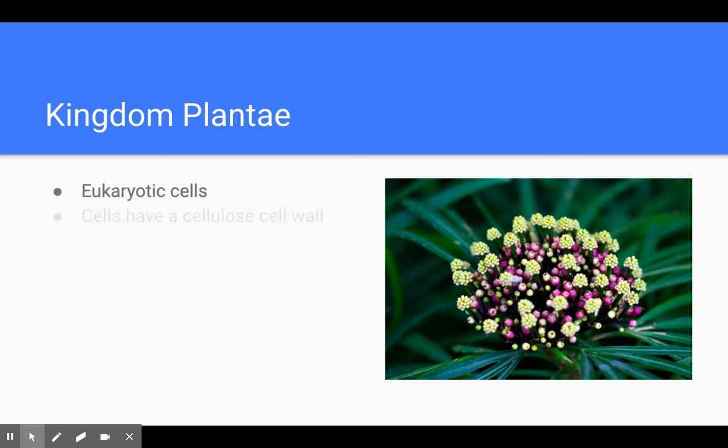Then we have Kingdom Plantae. Again, eukaryotic cells. Their cells have cellulose in the cell wall. They are multicellular, and they are photoautotrophs.